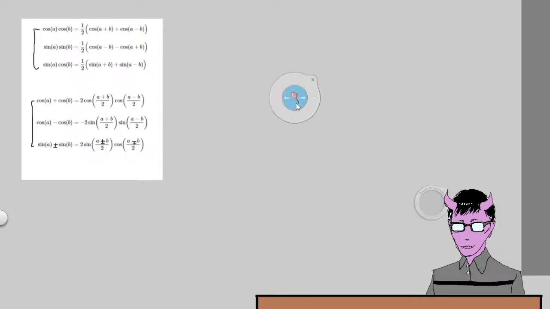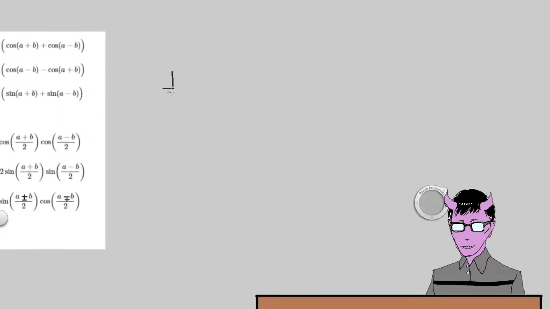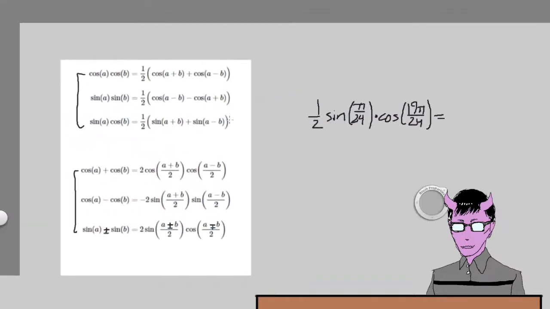Alright, moving on, we have the next problem up. We have 1/2 sine of pi over 24 times cosine of 19 pi over 24. This is a product of sine and cosine, so we're just going to apply the first one of the first three algorithms. That one right there.